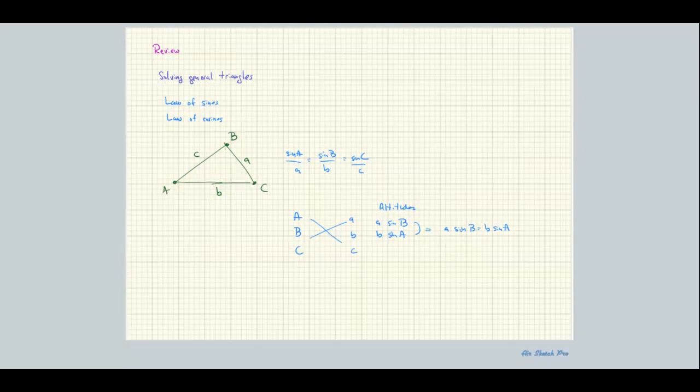Okay? That was the one that we used, right? For solving using the law of sines. We had, law of sines has the ambiguous case, right? Remember the ambiguous case, guys? Okay.